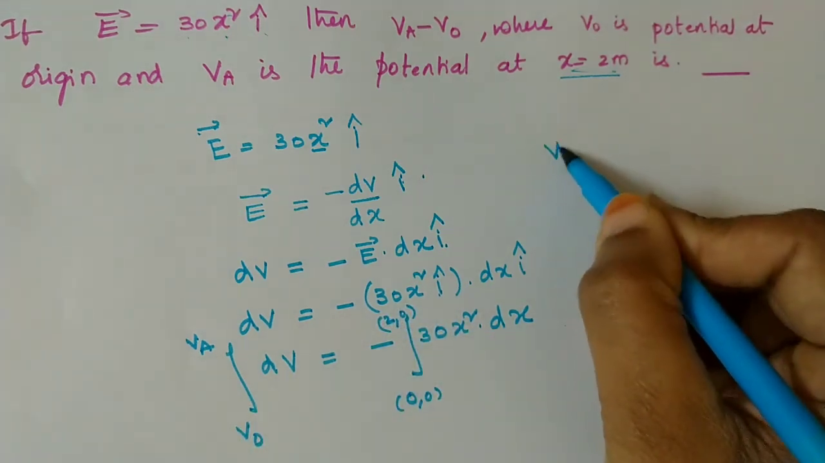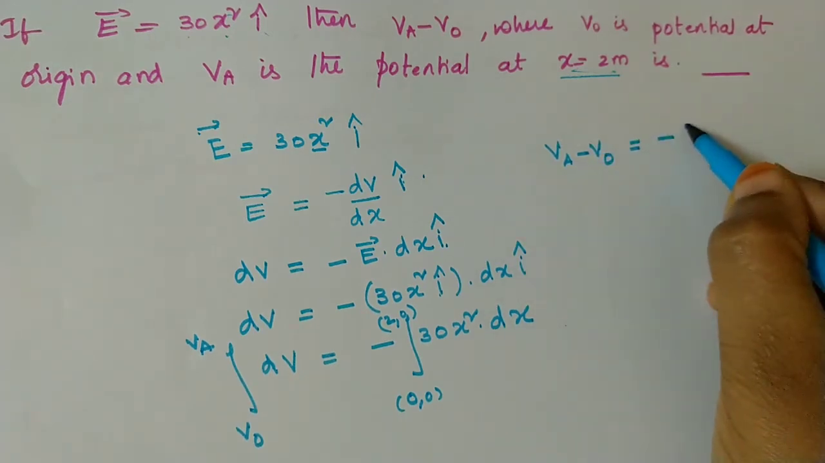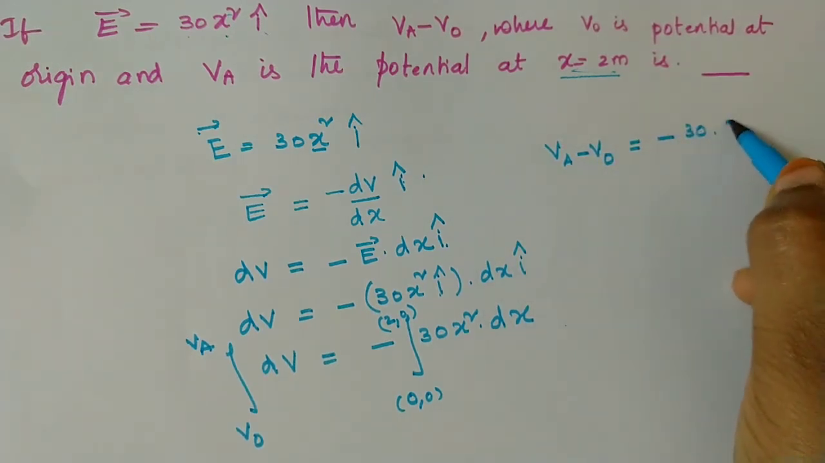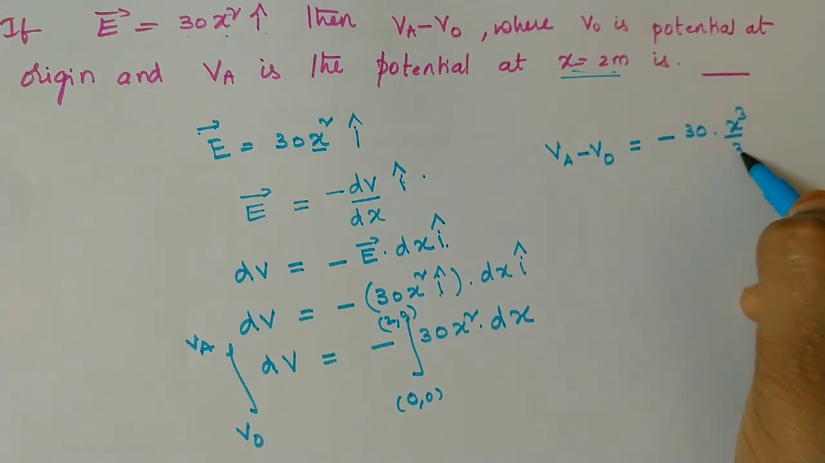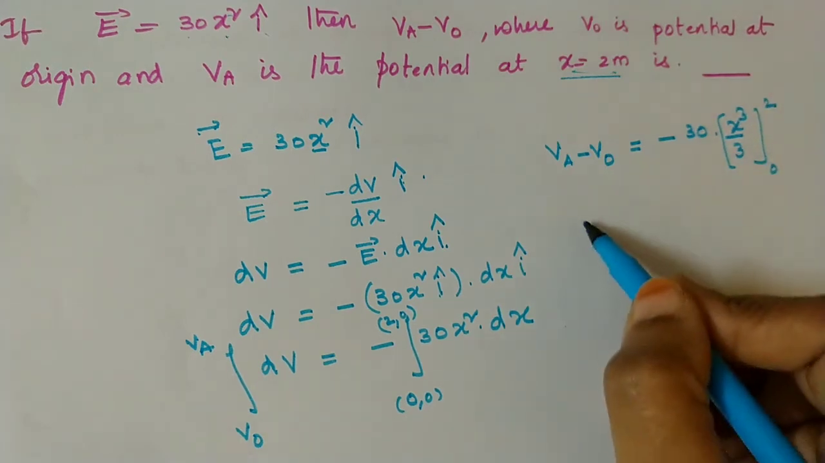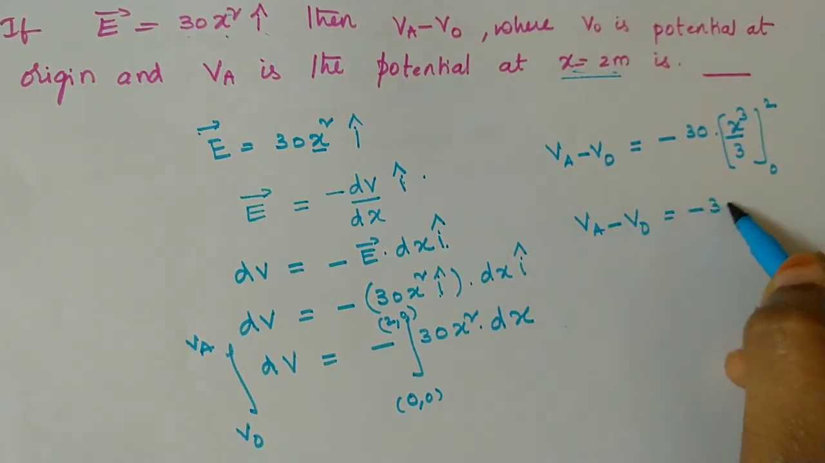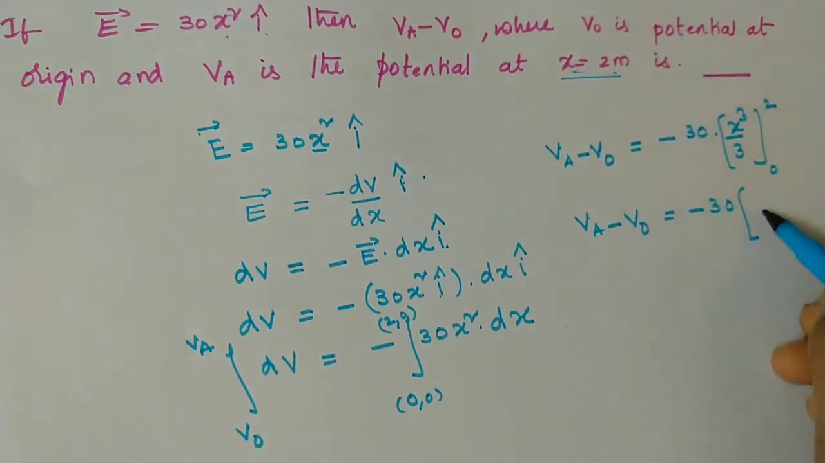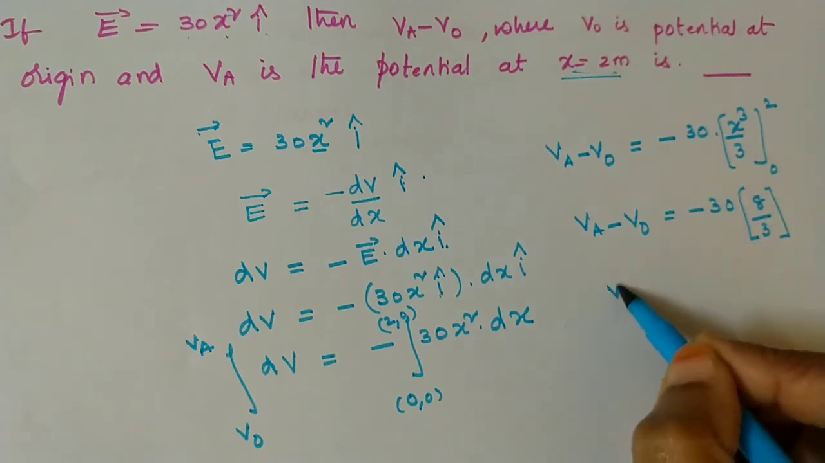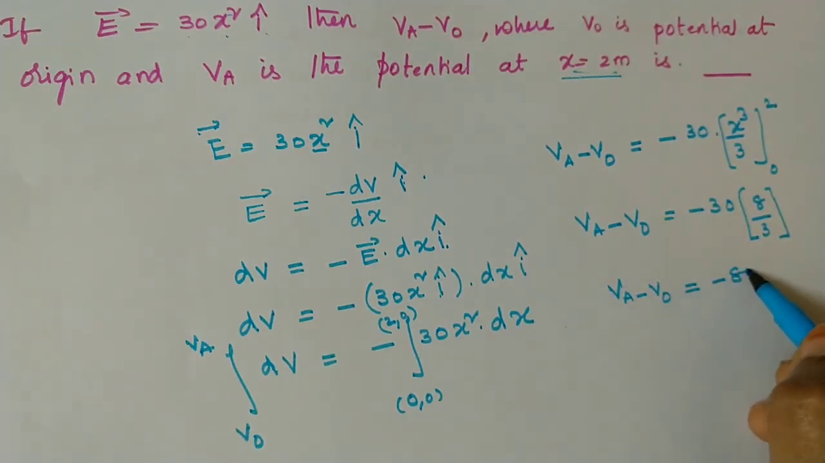Now you get VA minus VO equals minus of 30 is a constant, integral of x square is x cubed by 3, and put the limits from 0 to 2, or we get VA minus VO as minus 30 into 2 cube is 8 by 3, or VA minus VO would become minus 80 volts. Okay, so this would be your answer.